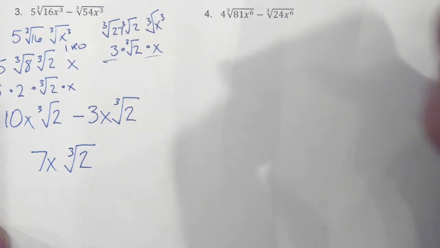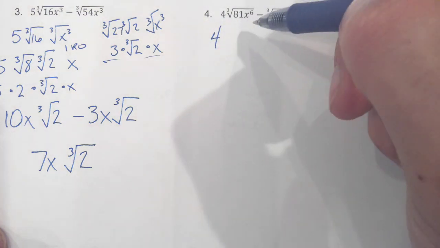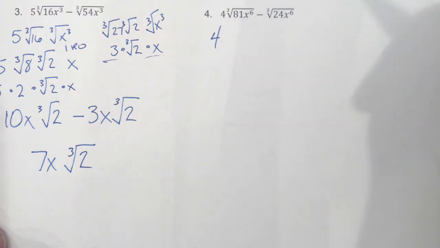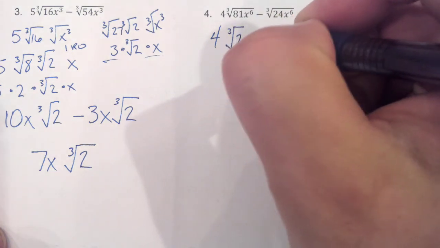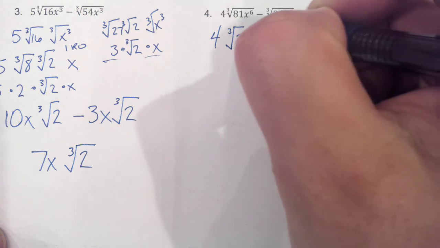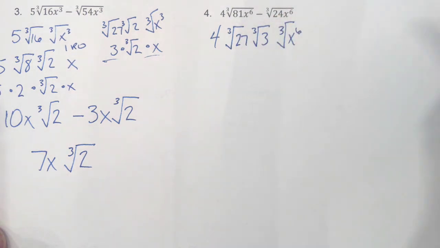Okay, let's see how you did. So I have the 4 out front. I'm looking for, again, perfect cubes. So what perfect cube divides 81? Again, it's 27. 27 times 3 is 81. And then I've got the cube root of x to the 6th. So all of those pieces just from that first one.